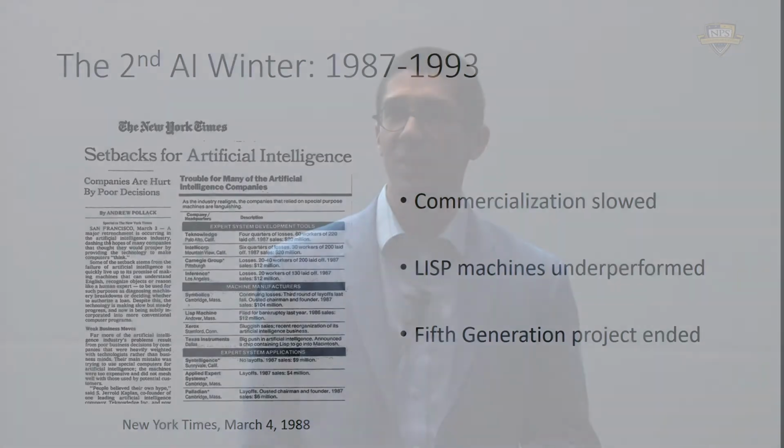And another big factor was the fifth generation project ending. So this reduced significantly the amount of funding for AI projects in Japan, and reduced pressure as well on funding in the US to try to keep up with the AI arms race that was going on at the time.